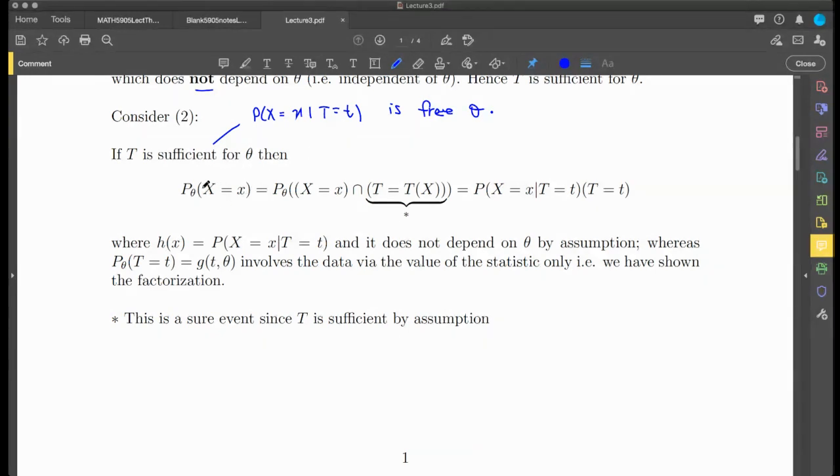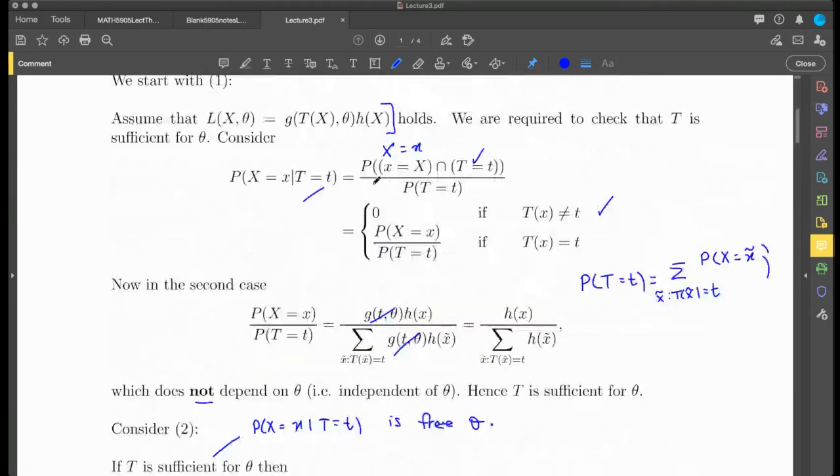Then this is just my likelihood of x, the probability X equals x. Now what I'm going to do is add a sure event that T equals T(x). Now this is a sure event since T is sufficient by the original assumption. So T must equal T(x). So this event is definitely occurring, so I can add it into this expression.